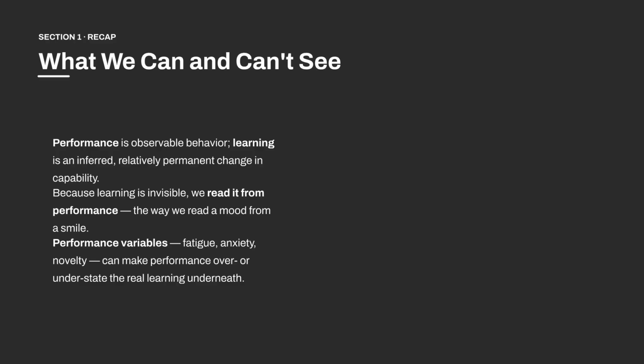Let's recap Part 1 quickly before we move on. Three things to take with you. First, the core distinction. Performance is observable behavior, while learning is an inferred, relatively permanent change in a person's capability. Second, the consequence of that distinction. Because learning itself is invisible, we are always reading it indirectly from performance, exactly the way we read someone's mood from a smile or a yawn, and exactly as fallibly. And third, the complication. Performance variables, things like fatigue, anxiety, and the novelty of a setting, can make performance overstate or understate the real learning that's there.